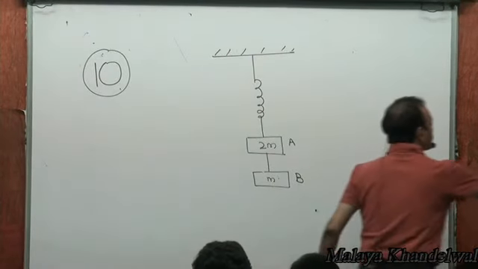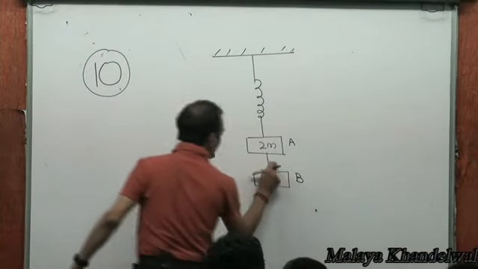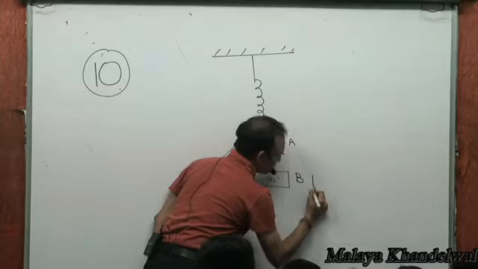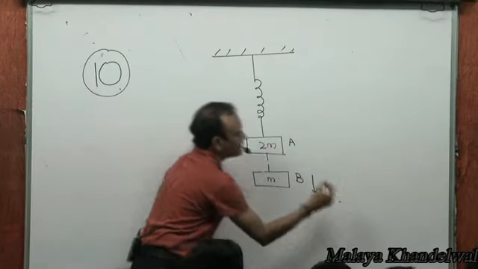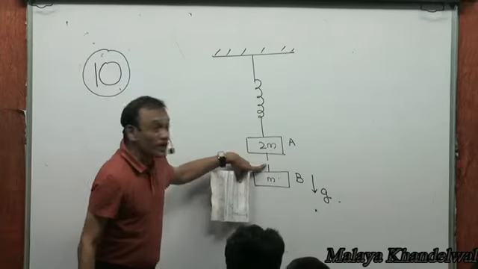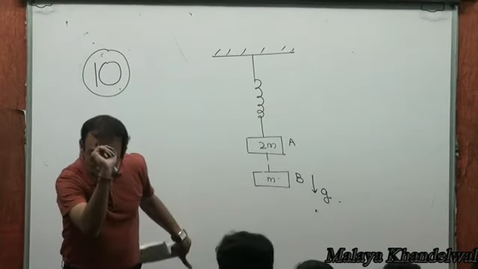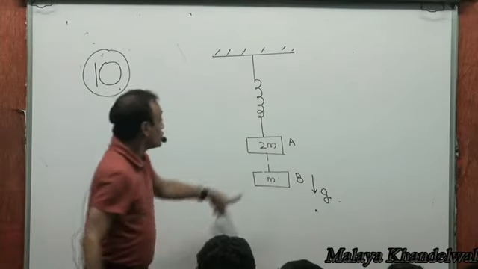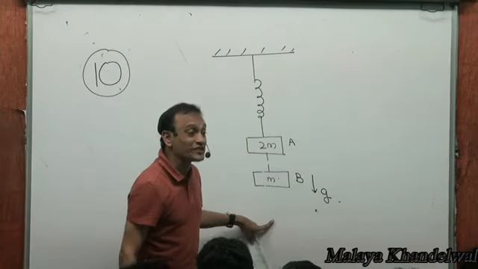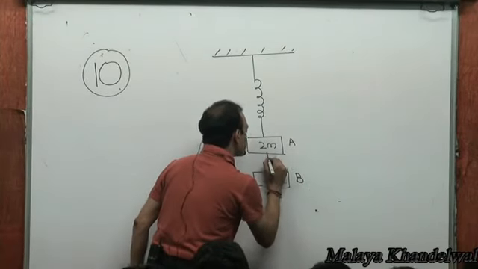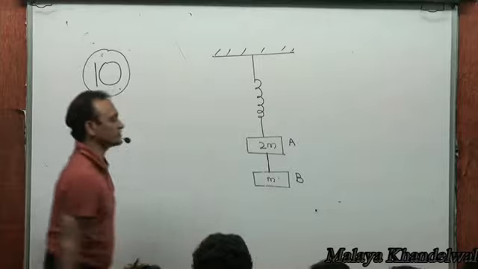Now, if I snap this string, obviously B will fall freely under gravity. It's going to be g. Tension in the string will abruptly become zero. Yes or no? It's going to become 0. So m moves down with an acceleration g. Okay. Now let me look at this state. Let me look at this state of the spring.